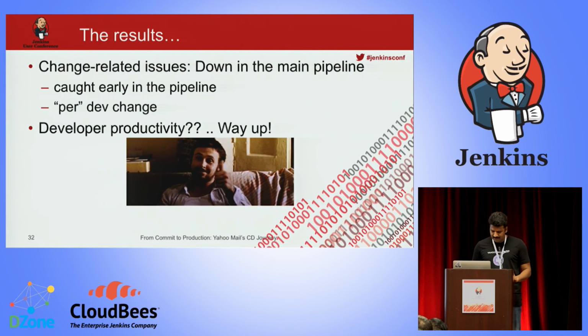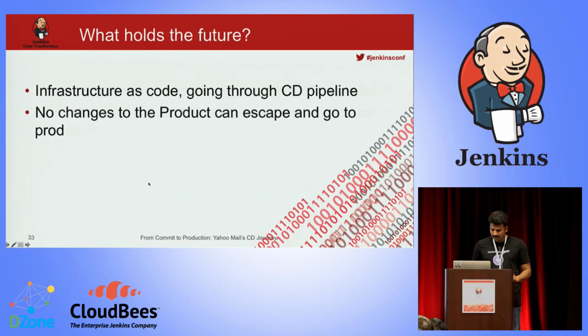With that, let's see what holds the future for us. With phase 3, you got a complete picture. The big thing is infrastructure as code. Now we are trying to integrate operations teams into this workflow. Not only the developers, we are looking at the operations side of things also, and we can build this pipeline for operations too. Then anything going into the product, not only the developer's code, can be automated using the CD pipeline. That's what holds next. And there's another interesting problem solved on that side: no changes to the product can escape and go to production.